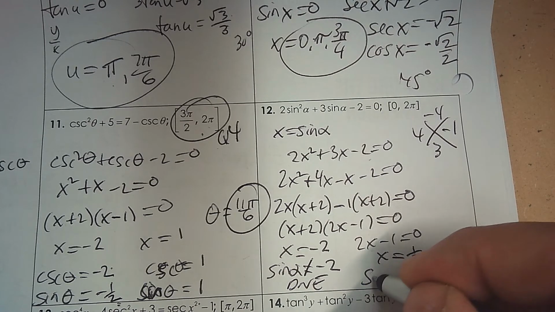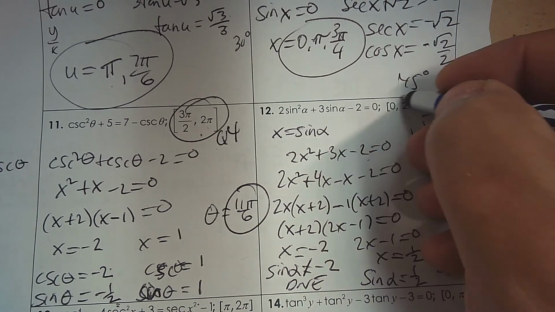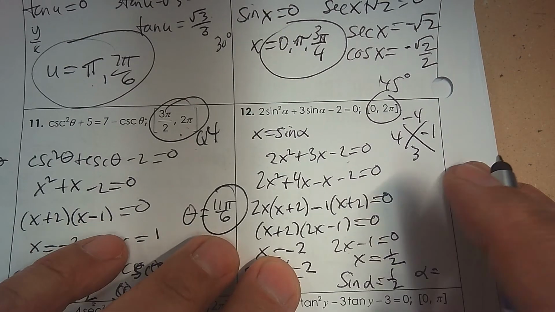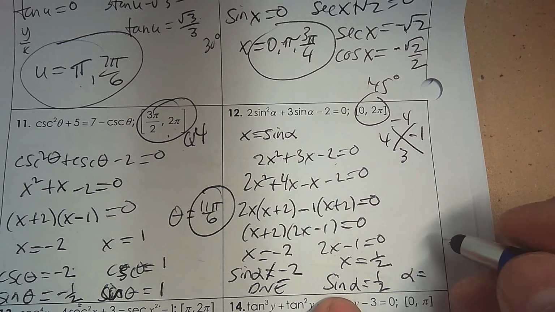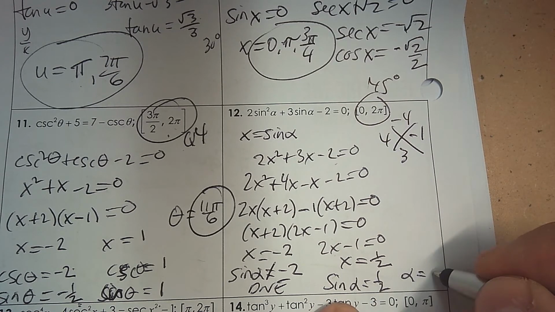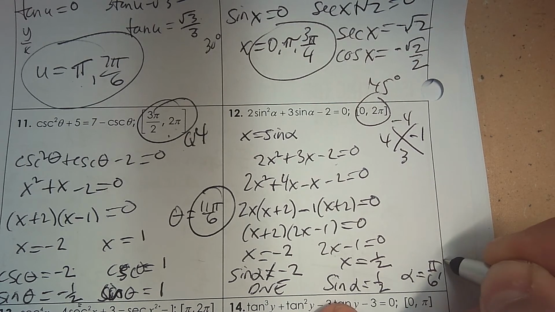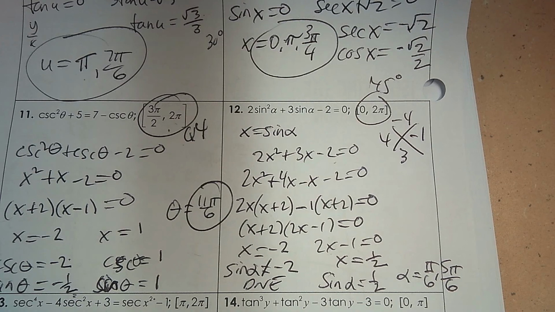Now sine alpha can equal 1/2. So that's in quadrant 1 and all the quadrants, but sine is positive in 1 and 2. And what's the reference angle when the y value is 1/2? So it's 30. So at 30 degrees, it's pi over 6, and then the other 30 is at 5 pi over 6. Quadrant 1 and 2, where sine is positive.